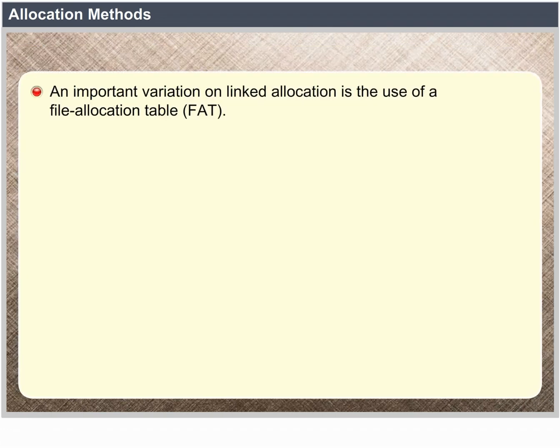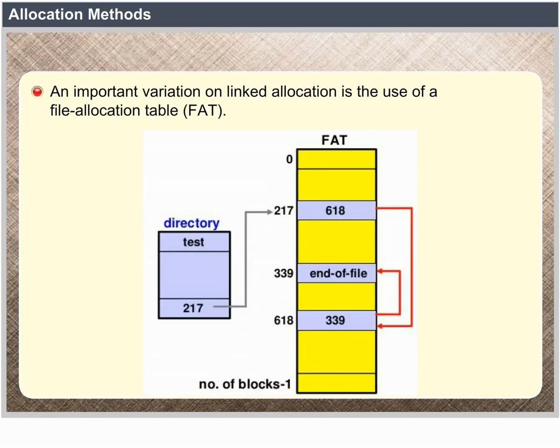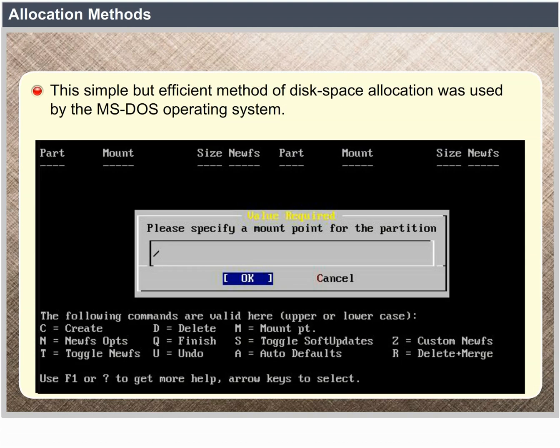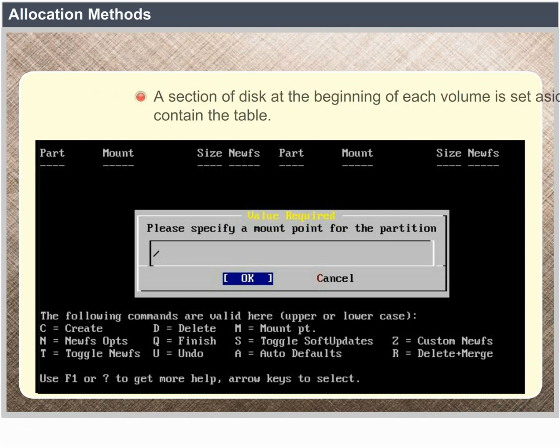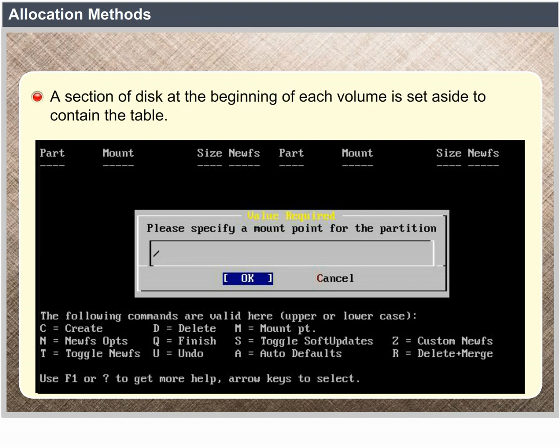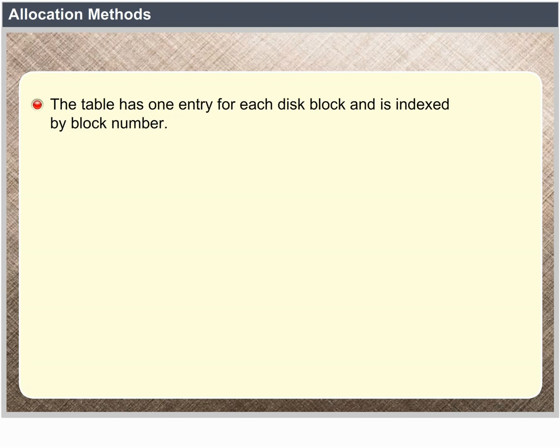An important variation on linked allocation is the use of a file allocation table (FAT). This simple but efficient method of disk space allocation was used by the MS-DOS operating system. A section of disk at the beginning of each volume is set aside to contain the table. The table has one entry for each disk block and is indexed by block number.